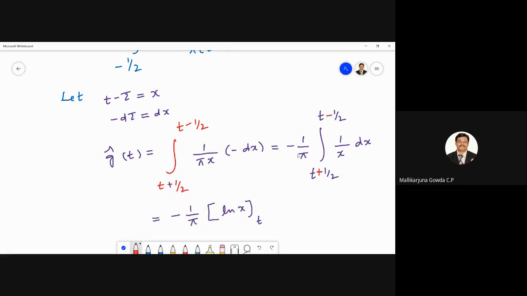So t minus 1 by 2. So what I can write here, t plus 1 by 2 to t minus 1 by 2. So I hope we'll be able to substitute the limits, right? Substitute limits and simplify, and say what is the equation you can write.